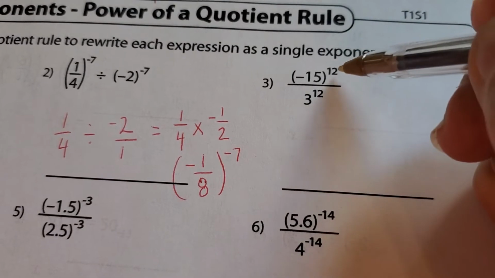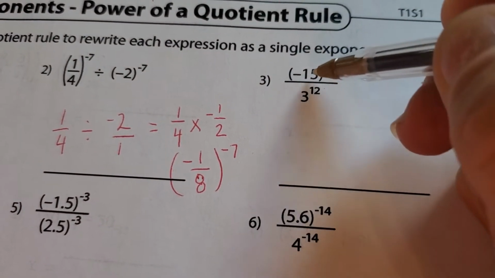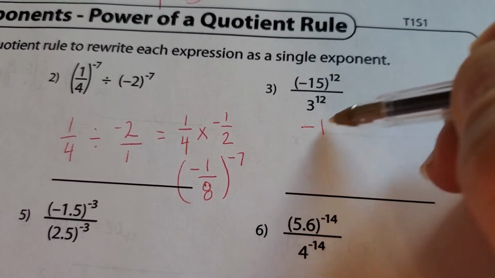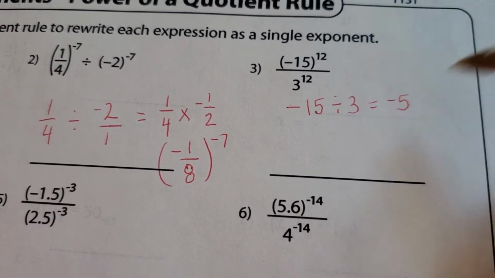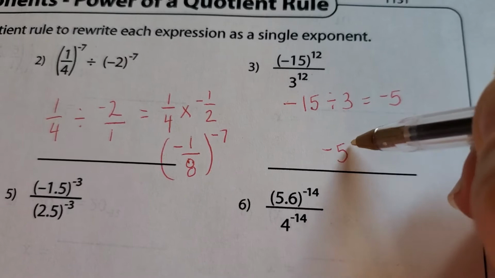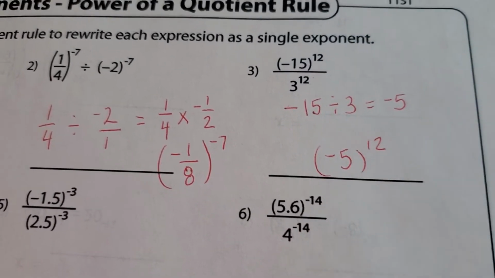Question number 3. Again, we have those matching exponents. So we're going to divide those bases. So -15 divided by 3 is equal to -5. We're going to keep that same power.